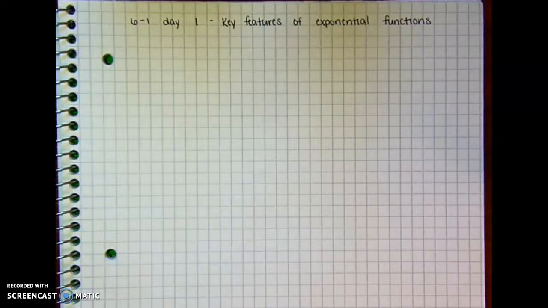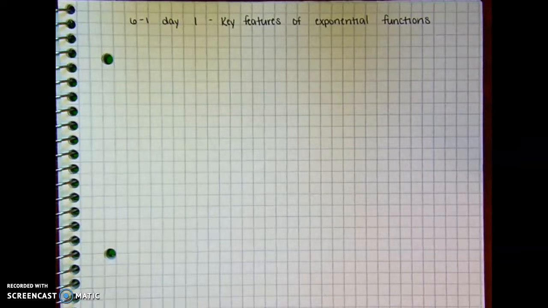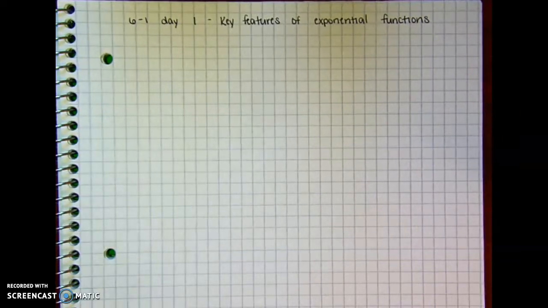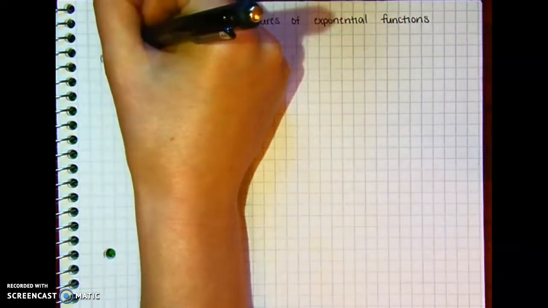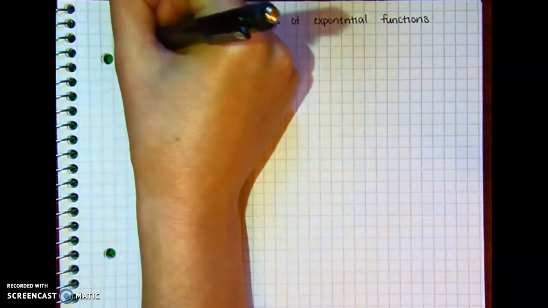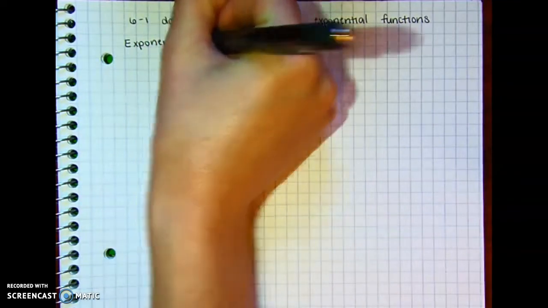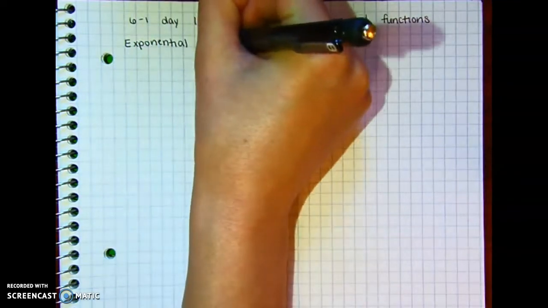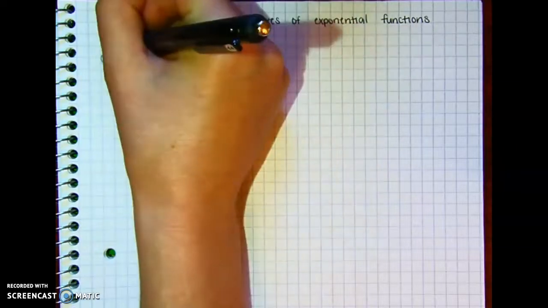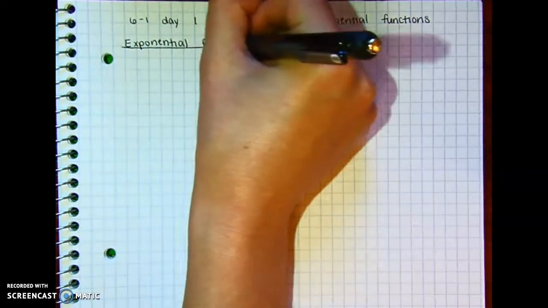Hey Algebra 2, in this video we're going to be starting chapter 6 and we're going to start with key features of exponential functions. We've learned many functions this year. Exponential's a little bit different. Let's talk about the parent first. So remember, every function has a parent function.